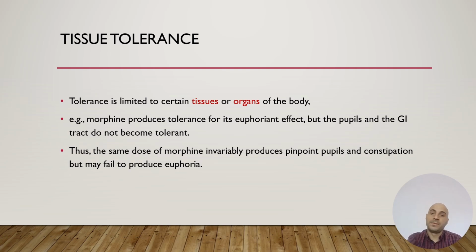Tolerance can be tissue specific or organ specific. So tolerance can happen in some organs and not happen in other organs in the case of a drug that exerts its effect on several organs. For example, morphine produces tolerance on the euphoric effect, but it doesn't produce tolerance in the effects on the GI tract or on the pupils.